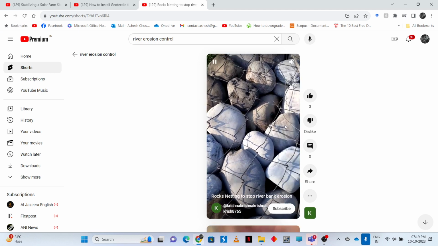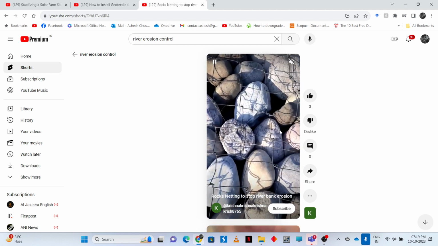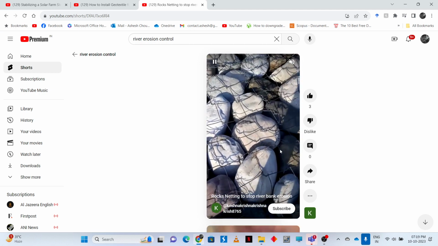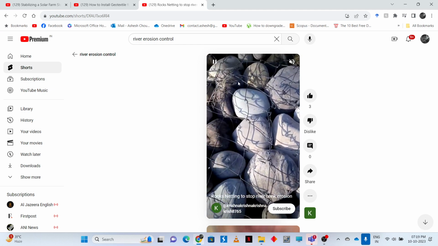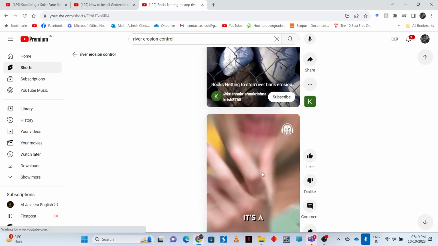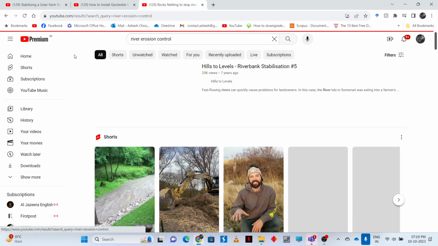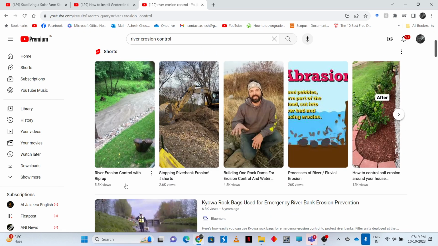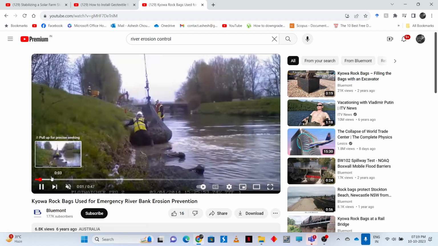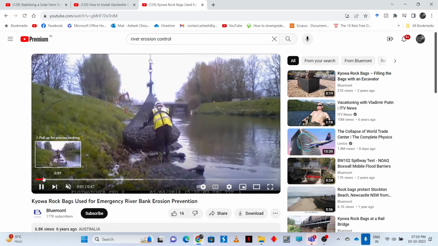You can see these are nothing but gabions. These are put so that erosion is prevented. Like this, similarly, many videos are there. You can see here also. See how it is placed.